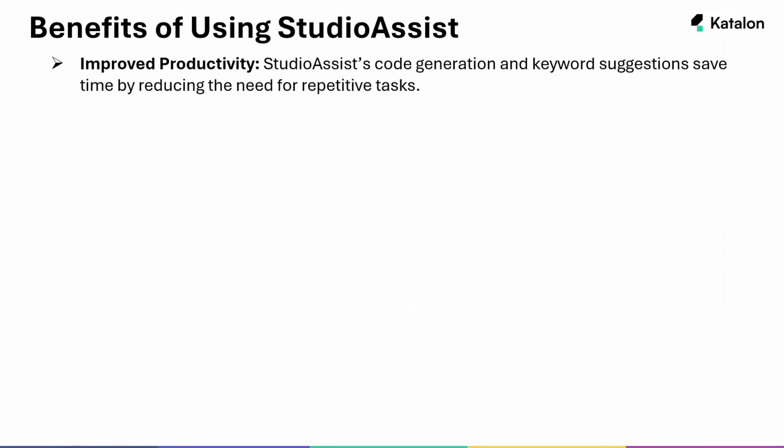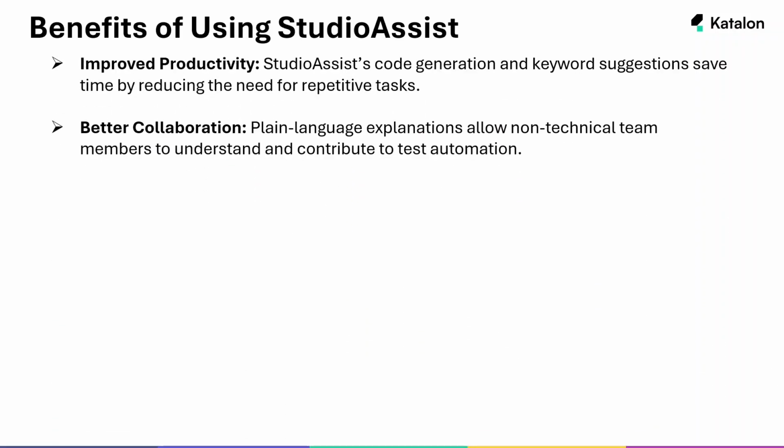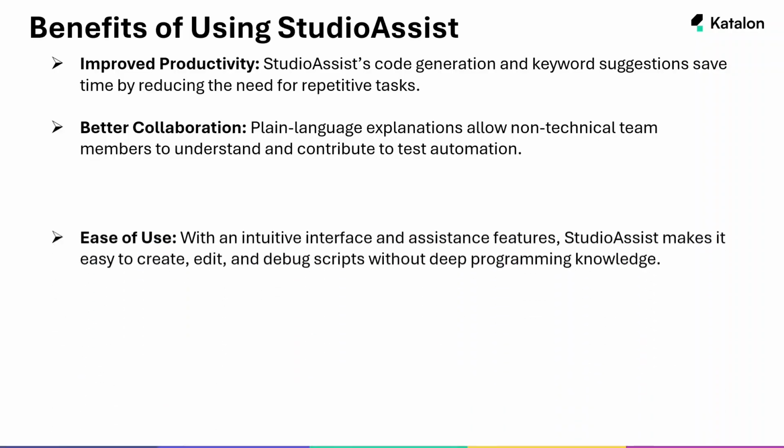What are the benefits of using Studio Assist? Improved productivity. Studio Assist's code generation and keyword suggestions save time by reducing the need for repetitive tasks. Better collaboration. Plain language explanations allow non technical team members to understand and contribute to test automation.